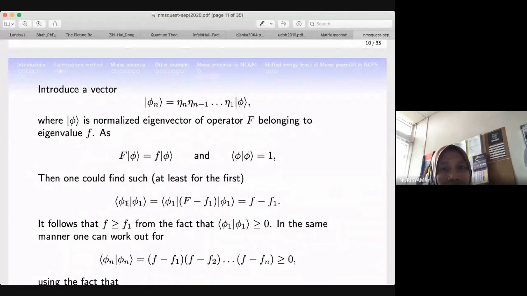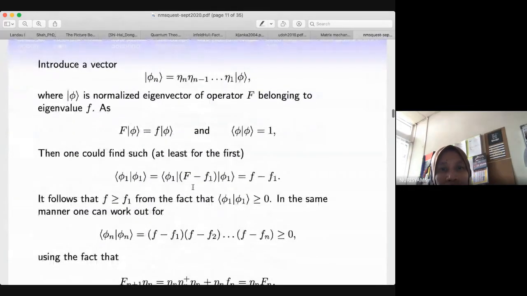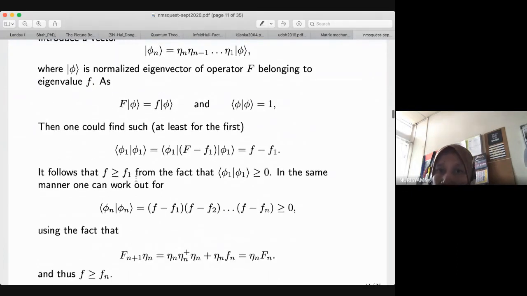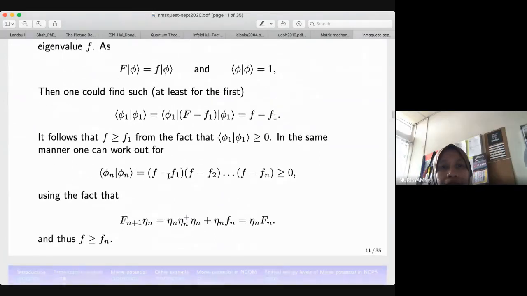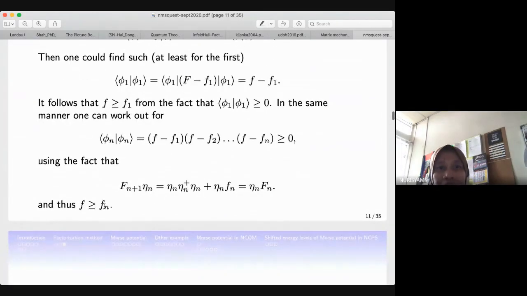you find the inner product between these two, the first vector. How you get this is actually by using the relations from number 3, and then eventually you can write the inner product as given by that. This F is of course the eigenvalue of your big F. So it follows that your F must be larger than the first F_1, from the fact that your inner product must be larger than or equal to 0. In the same manner, you can also find the inner product up to n vectors, and using that fact, you find that your F is larger than each of your F_n.